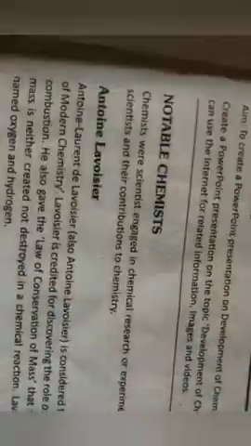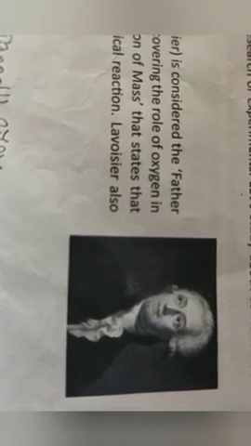Now let's see some notable chemists. First, the name you can see is Anton Lavoisier. You can see the person here. He was a French chemist, and he is noted for his discovery of the role of oxygen in combustion. He recognized and named oxygen and hydrogen. In 1778, he named oxygen, and in 1783, he named hydrogen. He also gave the law of conservation of mass.